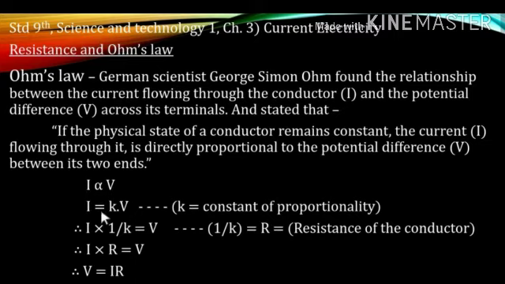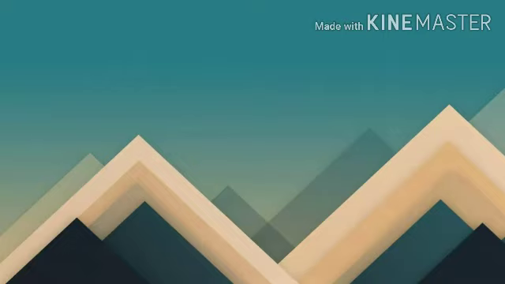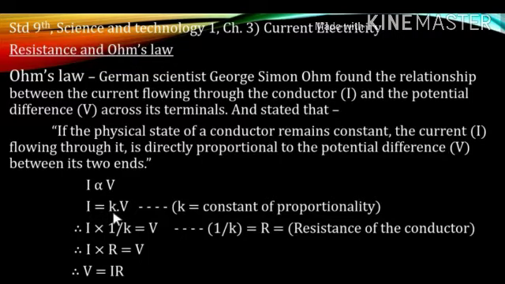That means I is equal to, now the proportionality sign is removed and instead a constant of proportionality is taken. Therefore, I is equal to kV. Here k is the constant of proportionality. Now that means V is equal to I into 1 by k. This 1 by k is nothing but the resistance of the conductor. Therefore, now V is equal to I into R.